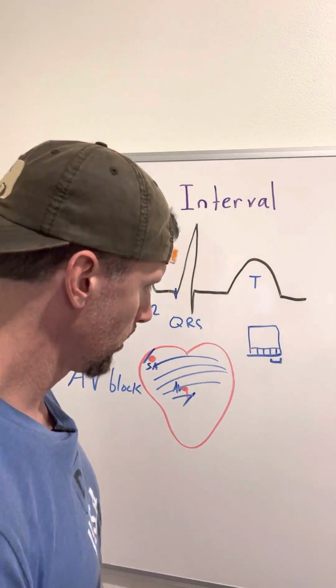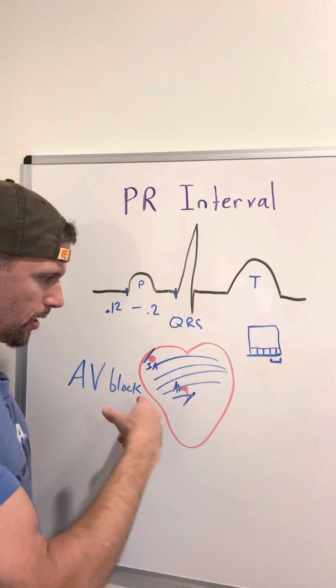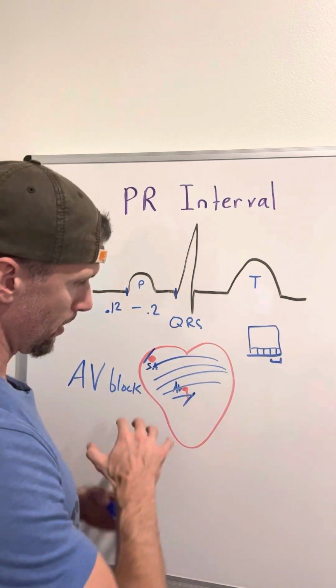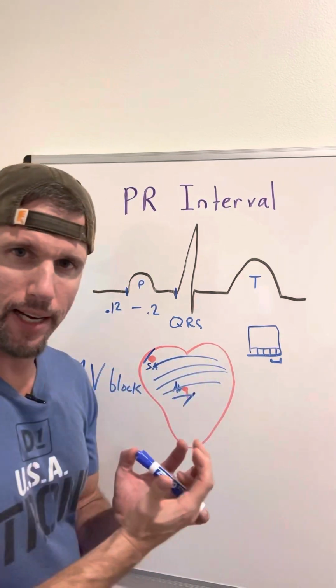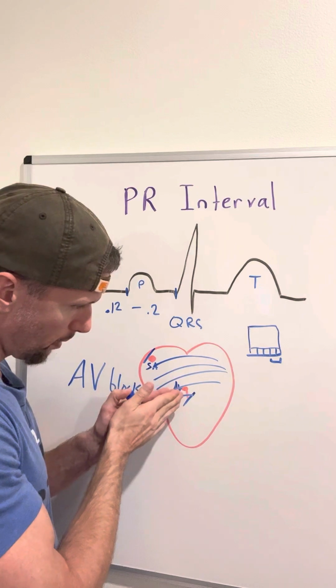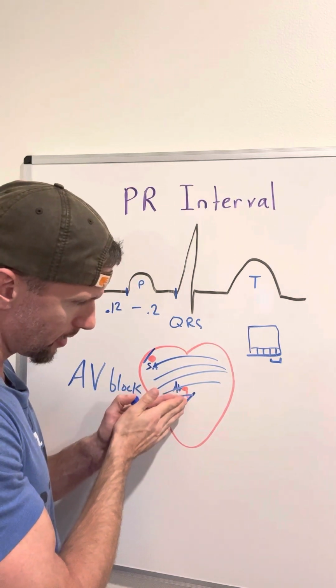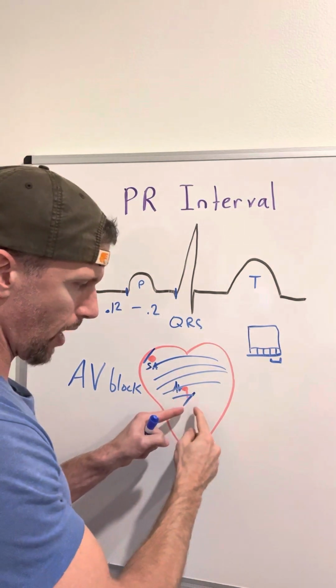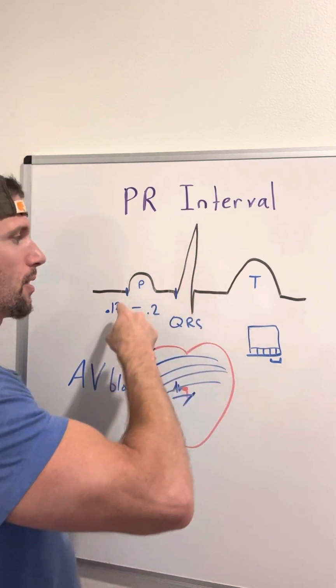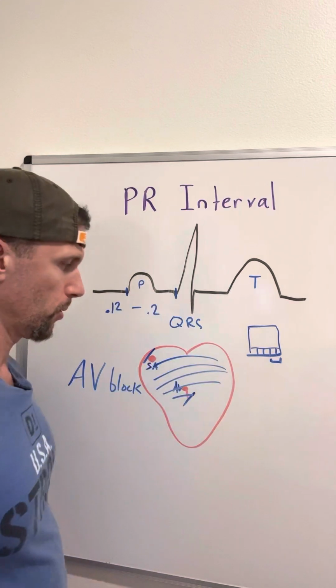What does it represent? If this is the heart, this is the sinoatrial node, this is the atrioventricular node. It is the syncytium of the atria as they contract together, through the AV node, and that electrical impulse through the bundle of His right before it splits into the right and left bundle branches. This represents this, which is the PR interval.